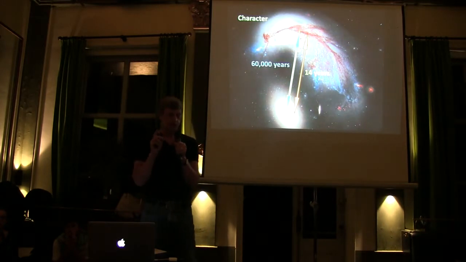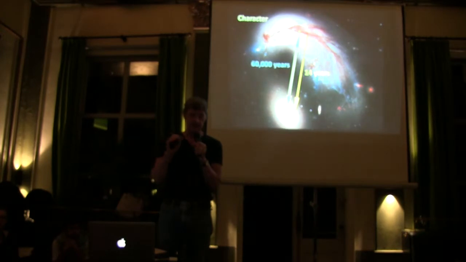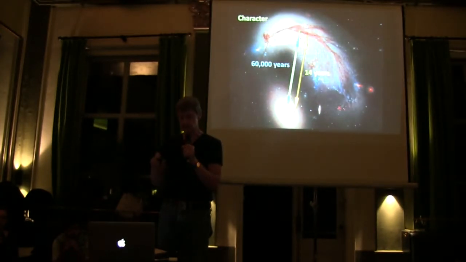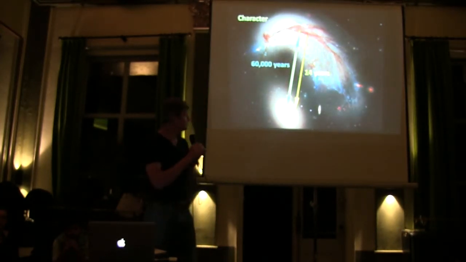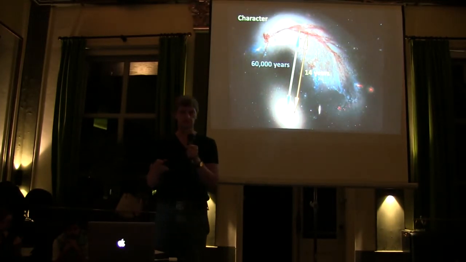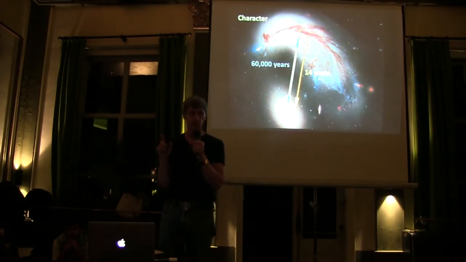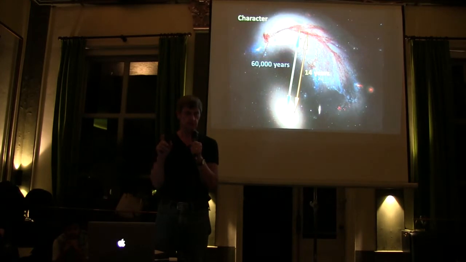A Kardashev type 3 civilization that has colonized an entire galaxy must be a civilization with a characteristic time scale of 100,000 years, 50,000, 60,000, 100,000 years. This civilization must be stable on a time scale of 100,000 years. Do we know this? Can we do that? I don't think so.